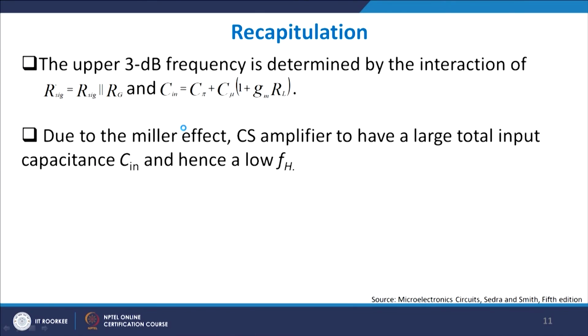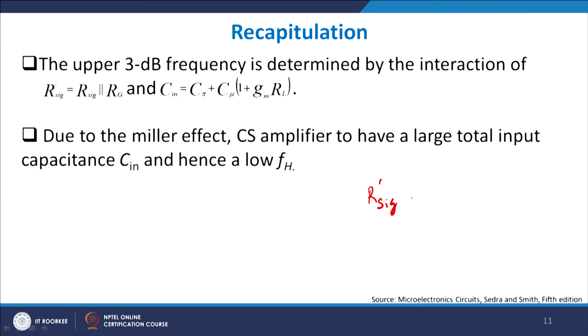So let me recapitulate. The upper 3 dB frequency is determined by the interaction of R sig and C in. As I discussed, typically your 3 dB cutoff point will be determined by the product of R sig and C in. So this will be the product which will determine the FH value.